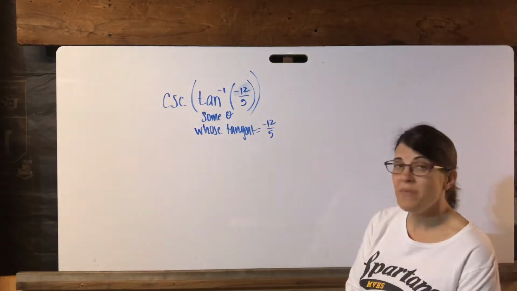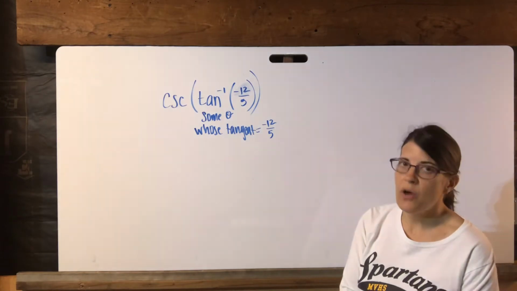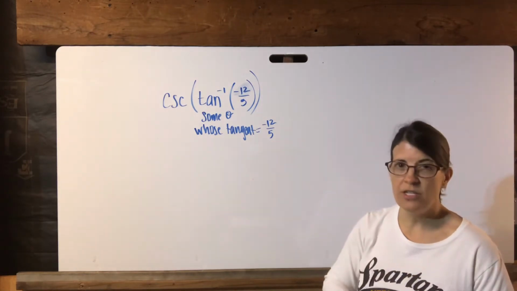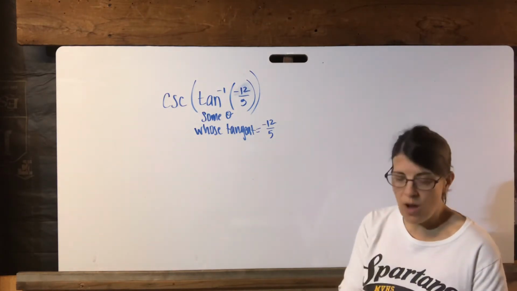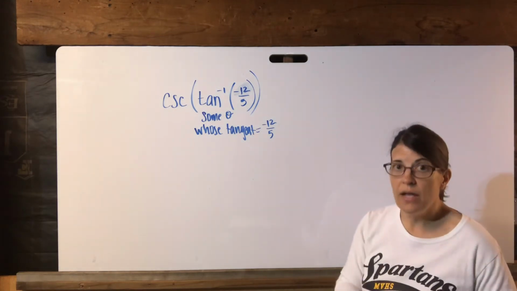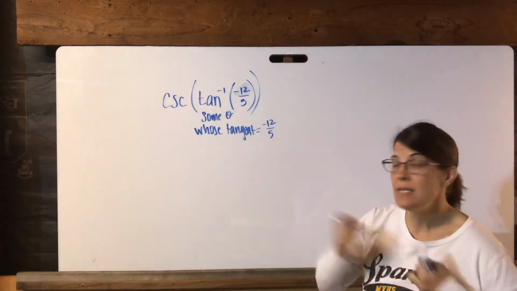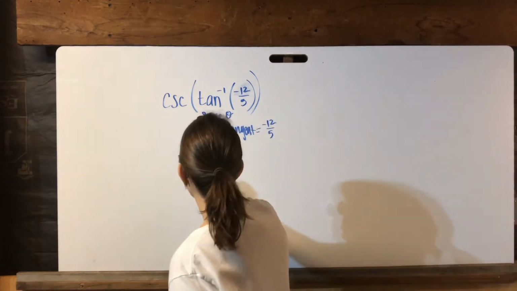Okay, so from yesterday, you need to know that inverse tangent is negative in quadrant 4.